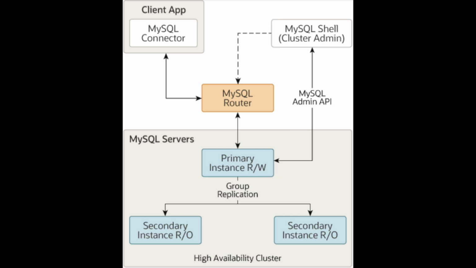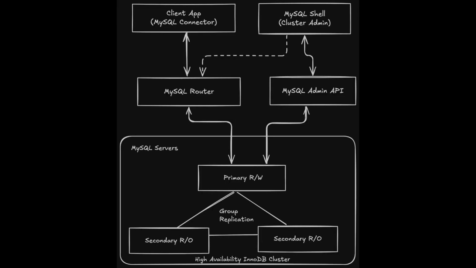Your app just connects to the router. The router figures out which server is the current primary for writes or which secondaries are available for reads. It handles load balancing. And crucially, if the primary fails, the router automatically redirects traffic to the new primary. Seamless failover, transparent to the application. And setting up the router? The AdminAPI can actually bootstrap it for you. It automatically configures the router to know about the cluster members. Makes setup much easier. Wow.